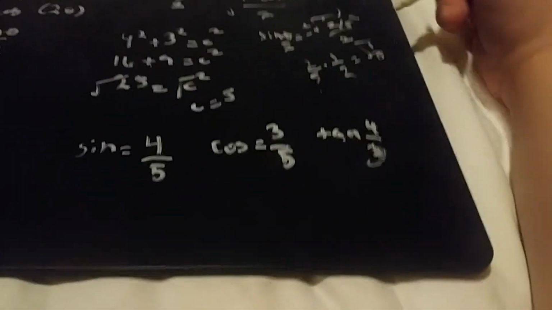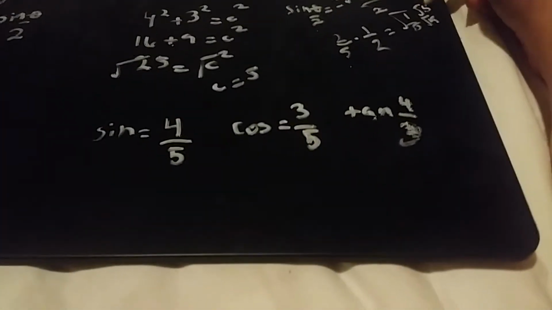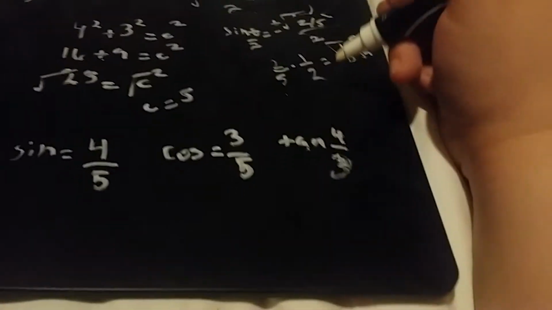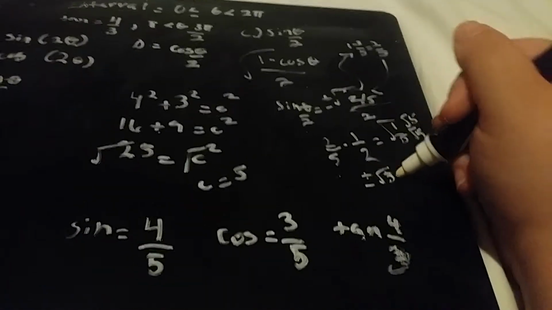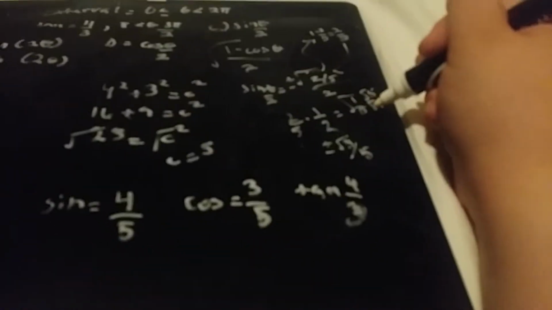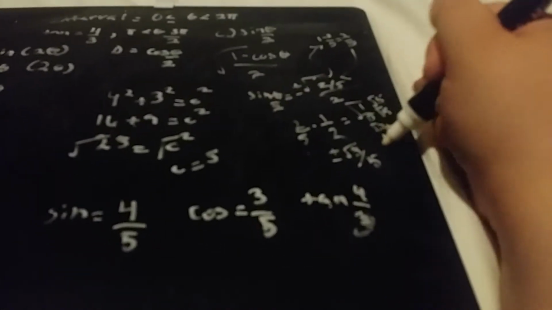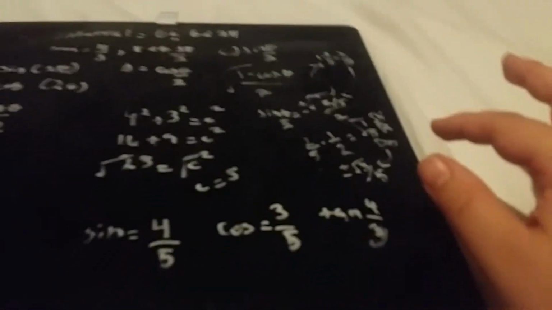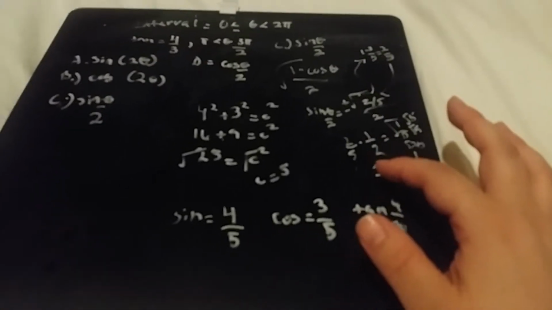But we need to rationalize the denominator. So we take the square root of 5 on top and bottom. This leaves us with plus or minus square root of 5 over 5, because square root of 5 times square root of 5 equals square root of 25, which is equal to 5. So that's part C. Try and make it a little clearer.